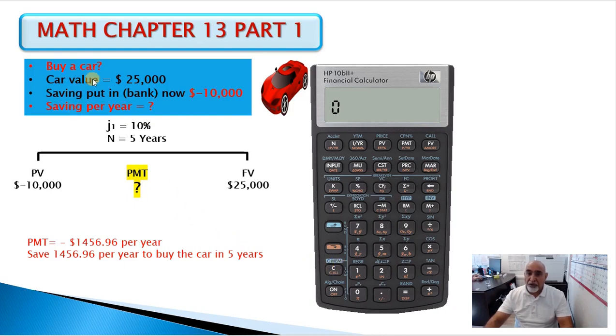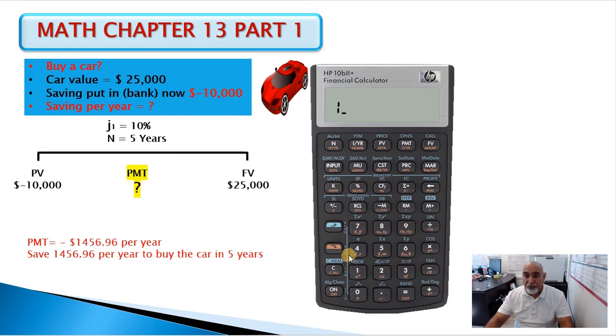Okay, car value 25. Now we have $10,000. We want to know how much we need to save every year to buy this car in 5 years. So let's set this diagram up. You see this diagram? The interest rate is given, time is 5 years. We have 10,000. We want 25,000. Payment is how much we want per year to figure out.